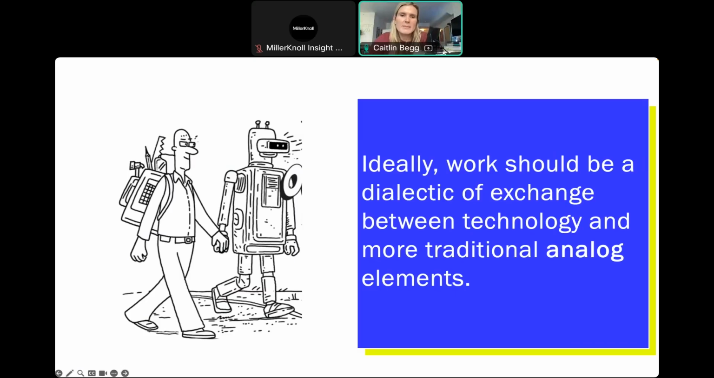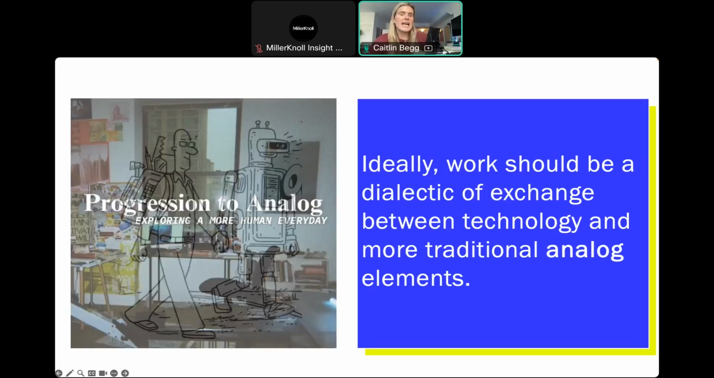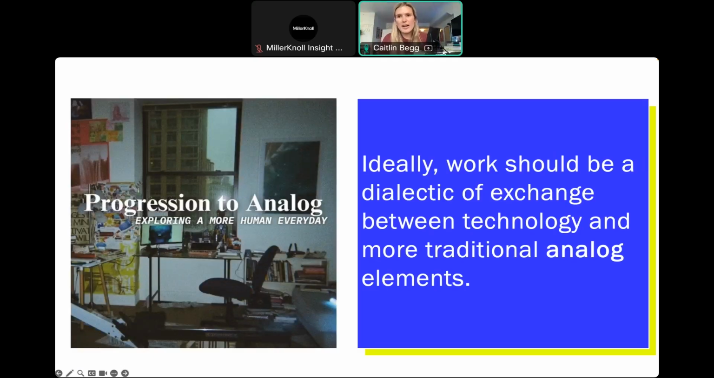And really what it's about is this progression to analog, and looking at some analog elements like conversation as a form of progress in addition to technology, and not in replacement of. And so it is, again, about this dialectic of exchange between technology and more analog elements.